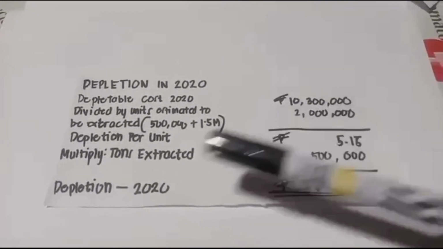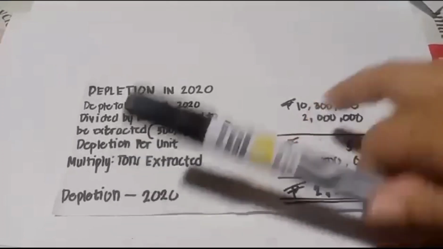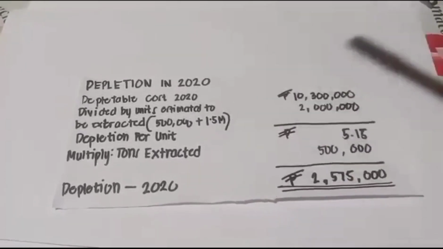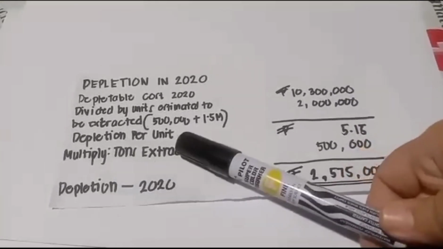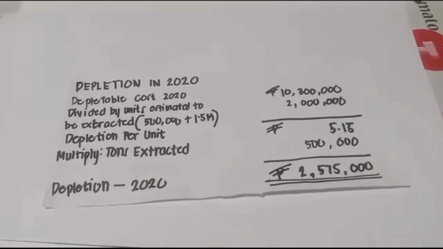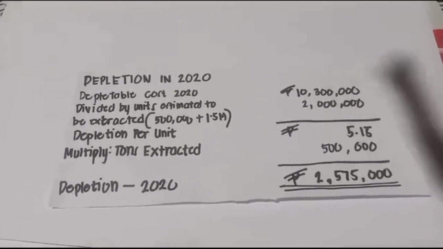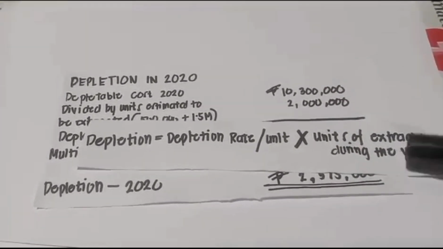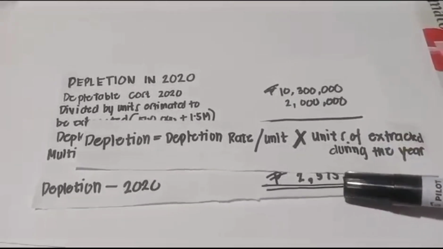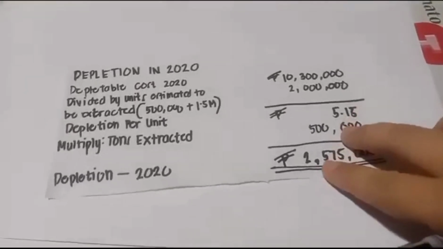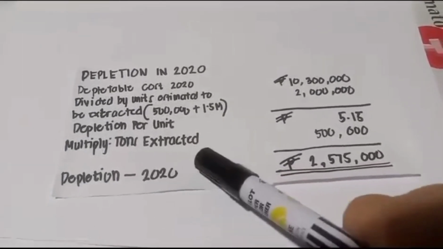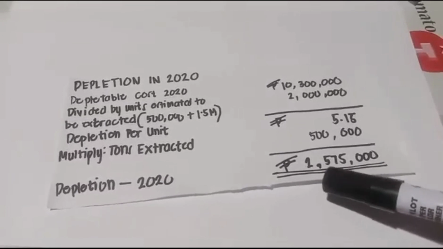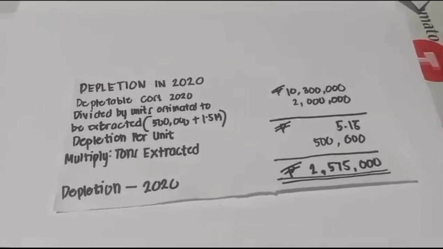Where did this come from? It is the 500,000 extracted plus 1.5 million estimated tons remaining in 2020. When we divide the two, we get a depletion rate per unit of 5.15. Now we get the depletion using the formula: depletion equals depletion rate per unit multiplied by units extracted during the year. So we multiply 5.15 by the tons extracted of 500,000. So for the year 2020, we have a depletion of 2,575,000.